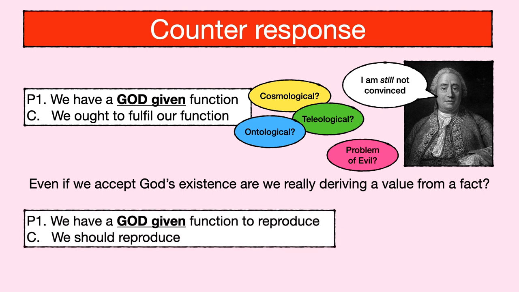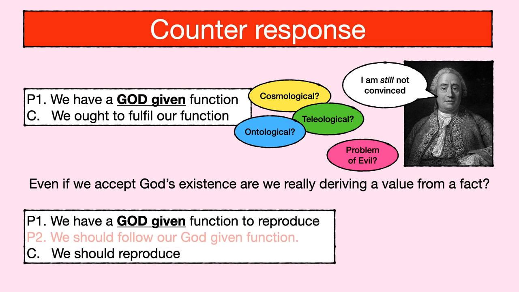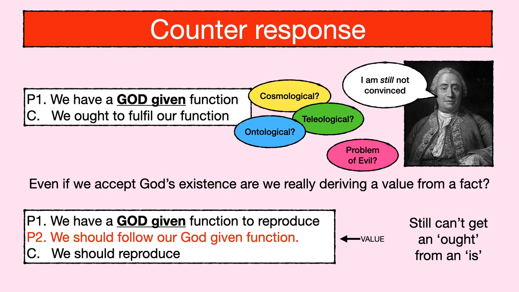Consider this argument. We have a God-given function to reproduce, therefore we should reproduce. Isn't there an assumed premise here? Something like, we should follow our God-given function. This premise is a value, so we're not deriving our conclusion from solely facts. Without the hidden premise, then what significance does having a function from God have? Perhaps we still cannot get an ought from an is.